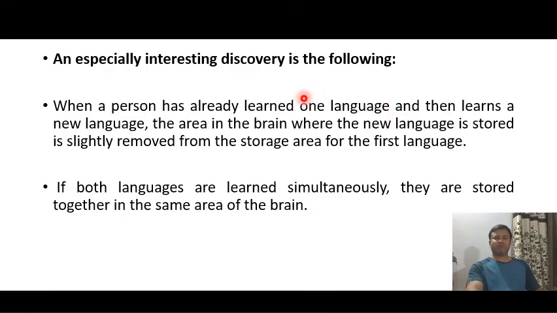An important fact about the cerebral cortex is that when a person has already learned one language and then learns a new language, the area in the brain where the new language is stored is slightly removed from the storage area for the first language. If both languages are learned simultaneously, they are stored together in the same area of the brain.